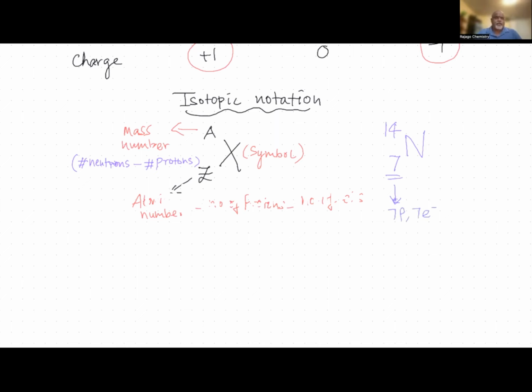So to find the number of neutrons, the mass number is 14. The number of neutrons is the mass number minus protons. So basically 14 minus 7 is equal to 7. So it is 7 neutrons. This is very important.